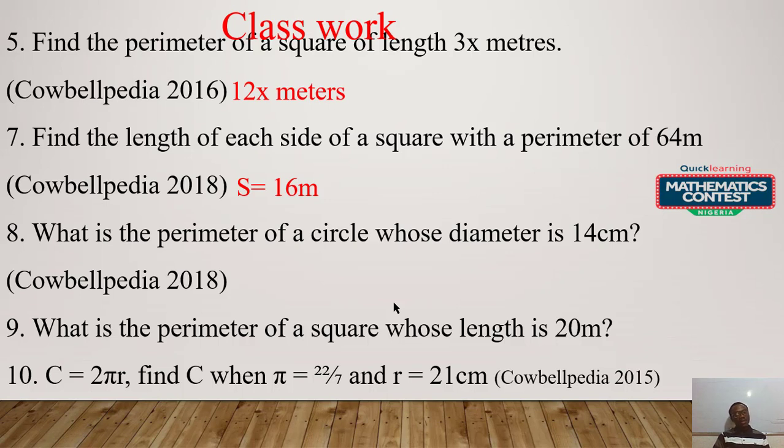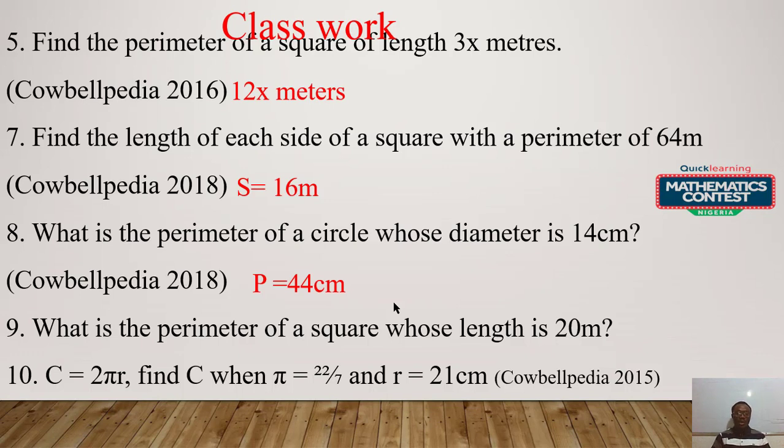Now, number 8. What is the perimeter of a circle whose diameter is 14? Now, in this case, since the perimeter is in terms of the diameter, the formula we're going to use is pi d, which is 22 over 7 times the diameter, 14. So 7 here 1, 7 in 14 is 2. 2 times 14 and 2 times 22 should give us 44. That's how we got 44 centimeters.